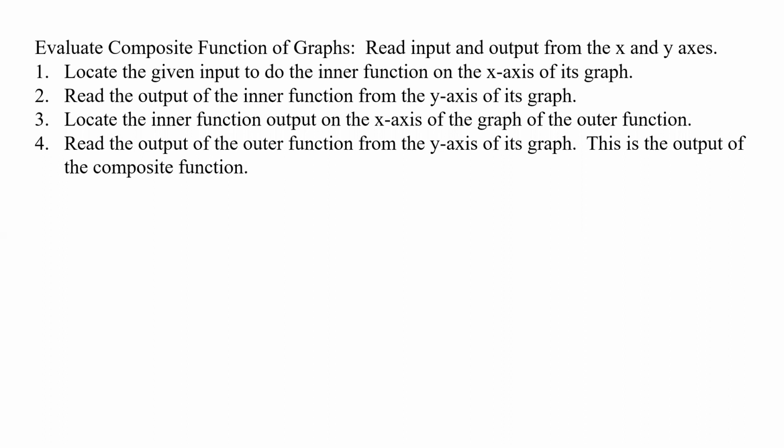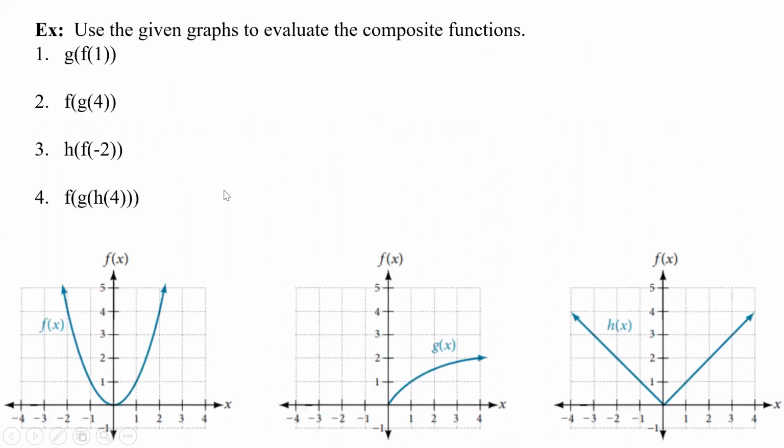And then we're going to locate the inner function output on the x-axis of the graph of the outer function. And then we're going to read the output of that on the y-axis, and that's going to be the output of the composite function. So this is easier said than done. So that's the words. So now let's look at it. So we've got 3 graphs. We've got f of x, we've got g of x, and we've got h of x.